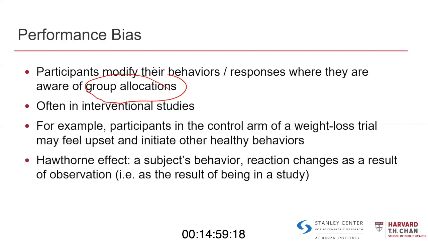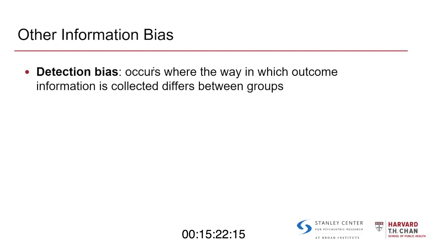Related to this, we have what's called the Hawthorne effect, because subjects' behavior might change due to the fact that we're observing them. So a reaction changes as a result of observation. Being in a study and being observed could change a subject's behavior, which may not necessarily be related to the objective of your study.